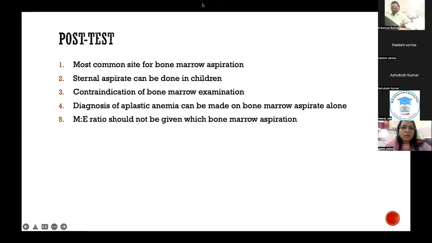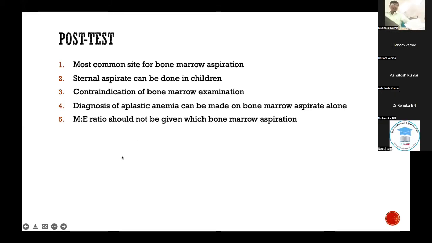Somebody from the chat section, I can see, please tell me how to comment on the ME ratio. So ME ratio has to be commented when there is proliferation of myeloid and erythroid. See, this is ME ratio, myeloid to erythroid ratio. If anything other than myeloid to erythroid is proliferating, then we need not give ME ratio. And for ME ratio, we need to count 500 cells, and based on that, the myeloid erythroid ratio is given.